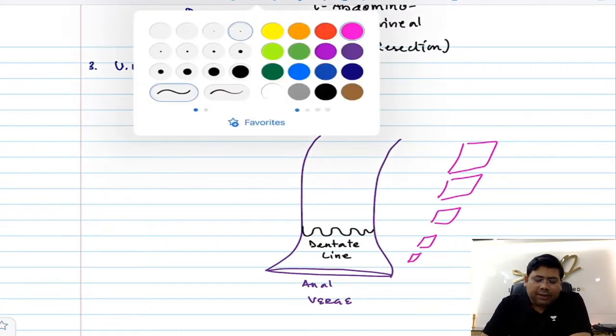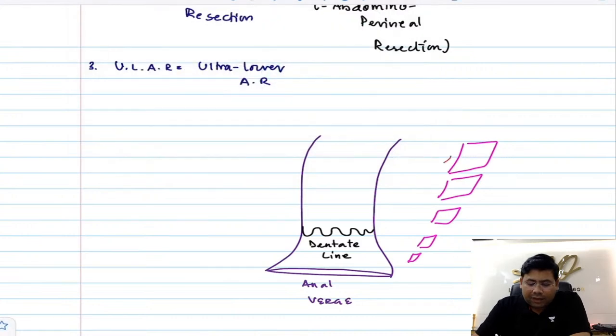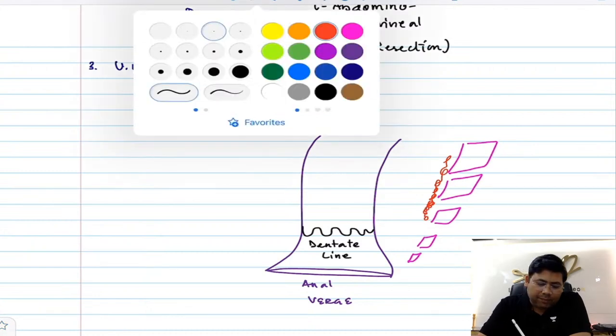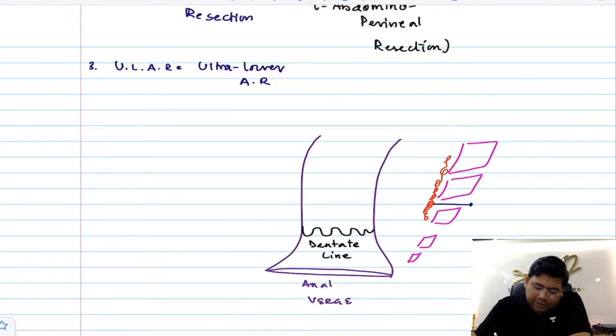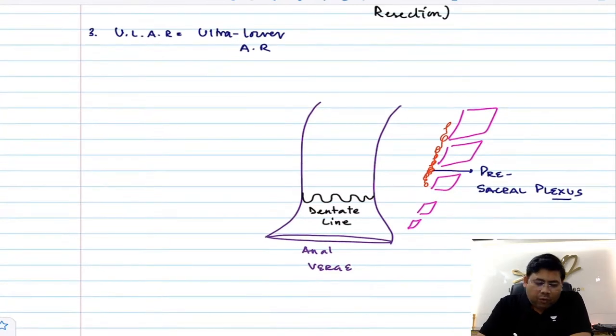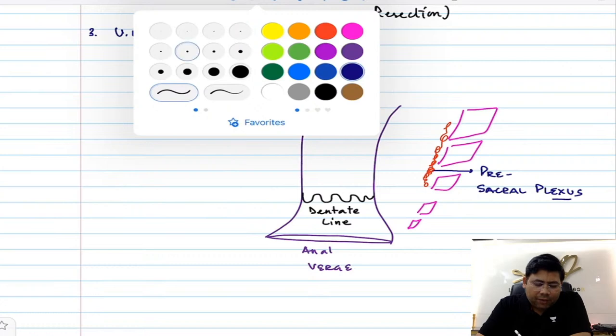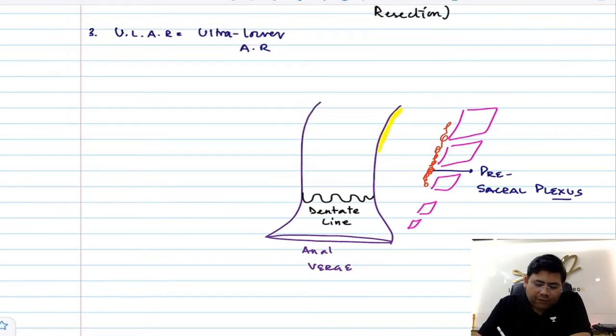Now try to understand a few important things we have to keep in mind. In front of the sacrum you have a plexus. What is this vascular plexus known as? Anyone? This is known as the presacral plexus, and this is very, very important. The next thing is that around the rectum you will have some fat also. What is this known as? This is known as the mesorectal fat. So this is the mesorectum.